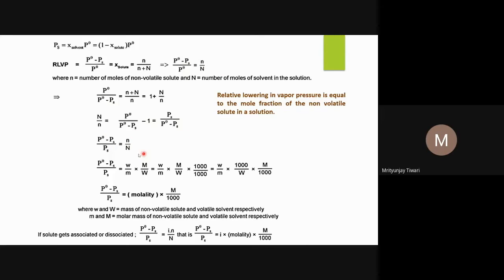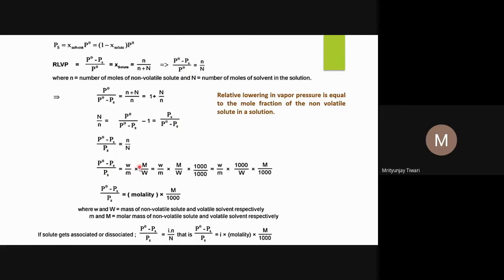Whatever I have suggested here, see that for this equation, P naught minus PS divided by PS will be equal to the number of moles of solute. The small n is the number of moles of non-volatile solute. The solute, just simply say solute, and the solute is non-volatile, that we know. So this number of moles will be equal to the mass of the solute in gram divided by the molar mass of the solute. This is what I have written here. And then capital N is the mass of solvent in gram divided by the molar mass of the solvent, and that will be whole divided by this.